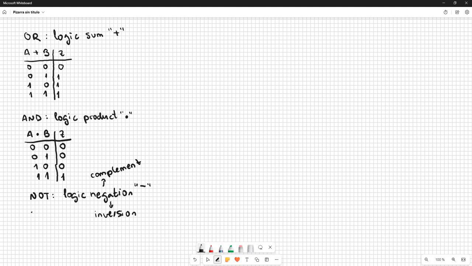And here it is really easy. We are going to have the opposite. If A is 0, the output is going to be 1. If A is 1, the output is going to be 0. So the output is the inversion or the negation of the input.